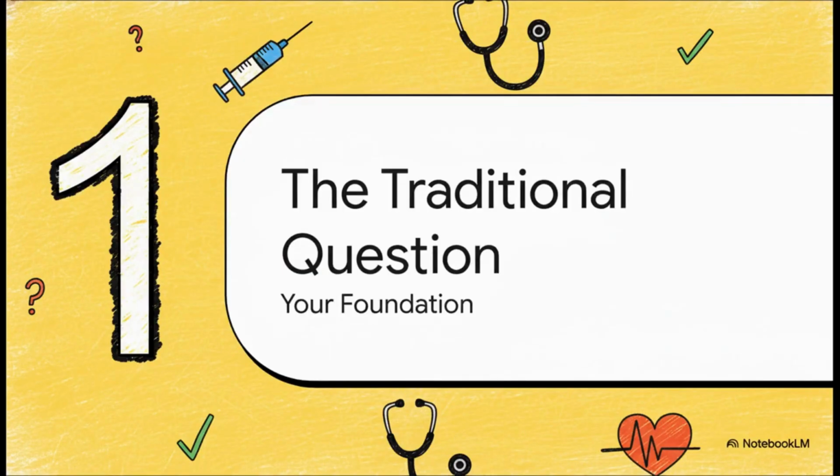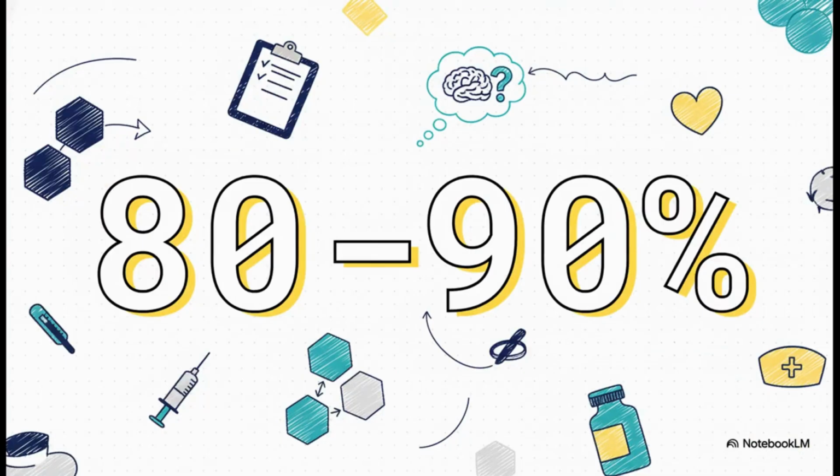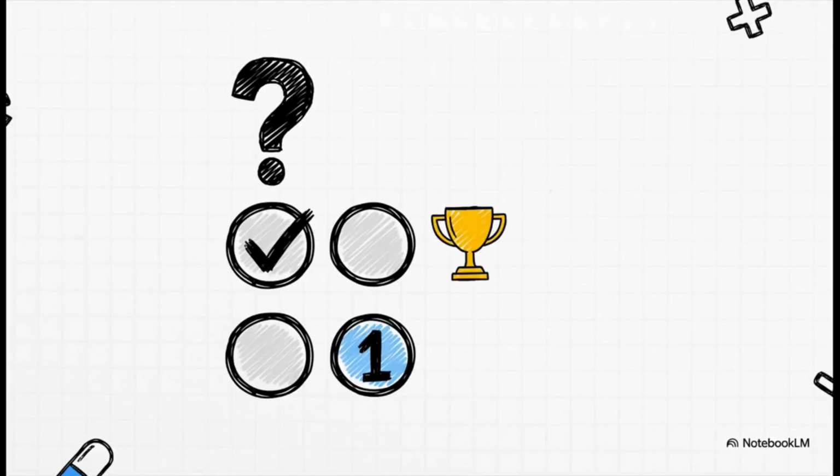We're going to start with the absolute foundation of the NCLEX, the one question type that makes up most of the exam. And this number might actually make you breathe a little easier. We're talking 80 to 90%. Seriously, that's how much of the NCLEX is made up of a format you already know inside and out. Yep, it's the classic 4-option, single-answer, multiple-choice question. You've seen these a million times in nursing school, right?